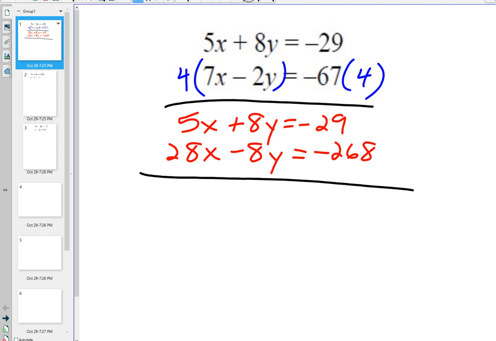by 4. Which I'm allowed to do because in any statement of equality, I can do whatever I want to one side as long as I do it to the other. Everything got multiplied by 4. Now you notice how the y's both have an 8 in front? One is positive and one is negative. So, pow!